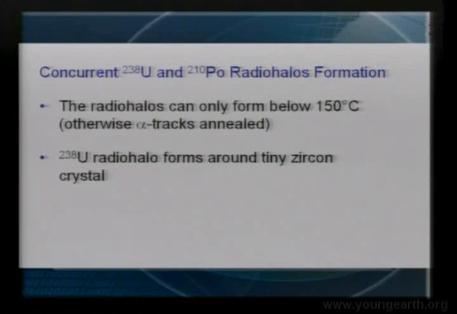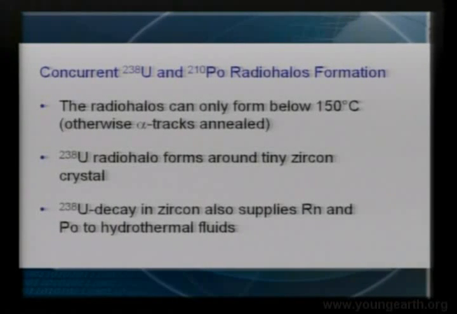Now, we've already said that the uranium radiohalo forms around the tiny zircon crystals. The uranium decay in the zircon crystals supplies both radon and polonium. Radon is the precursor in the decay chain to polonium. Radon is a gas. It's an inert gas. It doesn't chemically bond with anything. And it has a very short half-life, but it's very soluble in water. So it also can be dissolved in the hot water coming along, just as the polonium will be in these hot water or hydrothermal fluids.